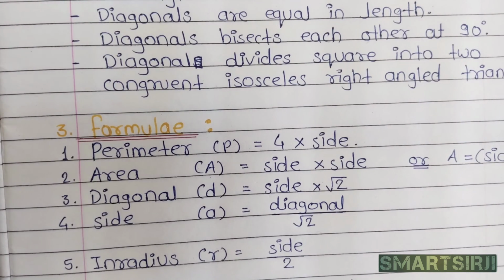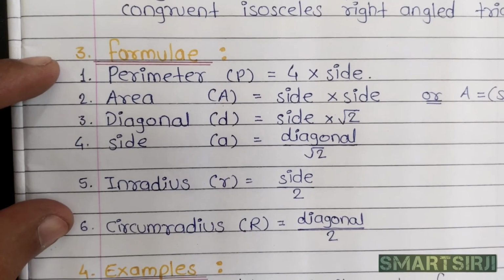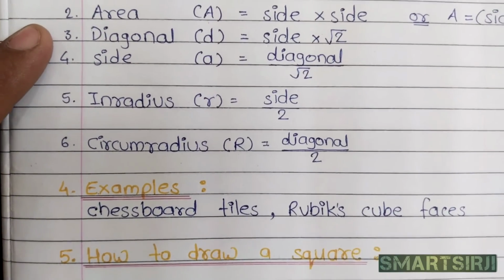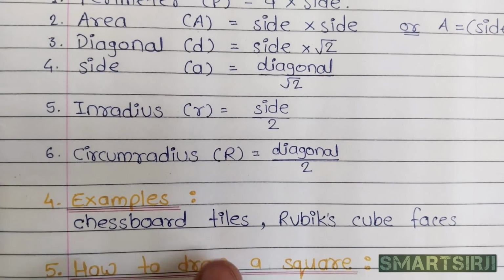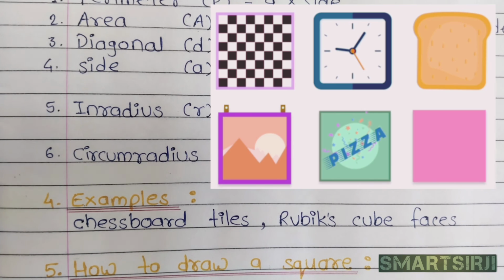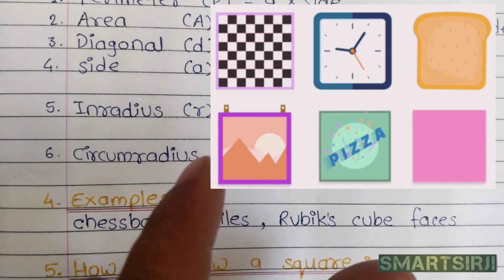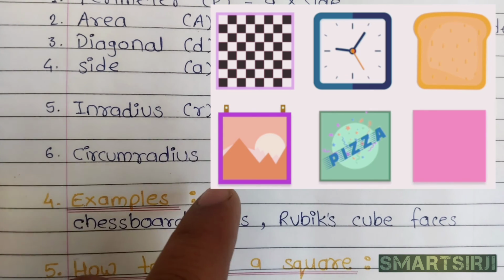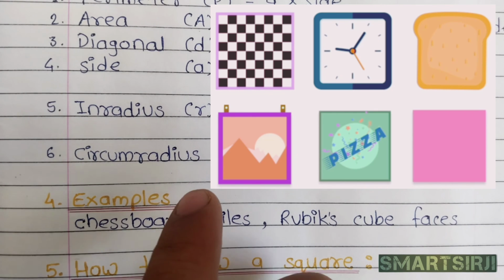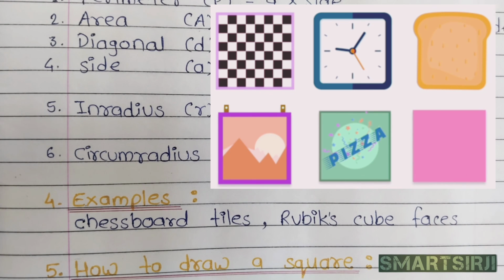Then we have seen the formulas also, and the last topic is examples. You have seen chessboard tiles, Rubik's cube faces, sticky notes. These are all examples of a square. If you have seen a perfect box having all angles 90 degrees and all sides equal, then it will be a square. So this is all about the square.